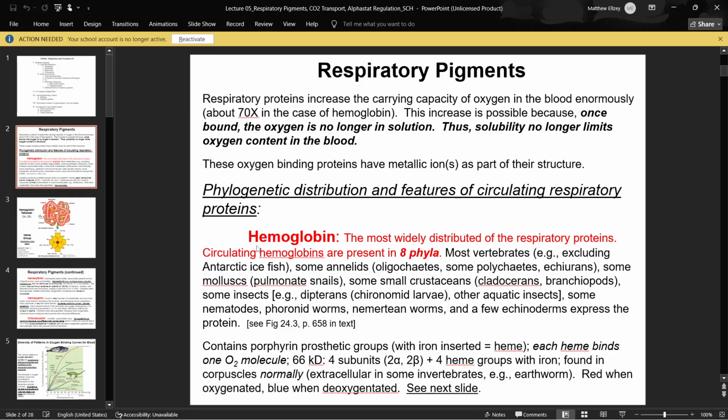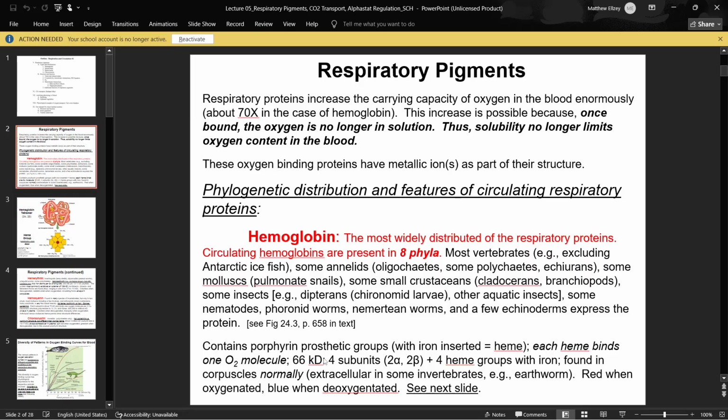I think everyone knows the big one, hemoglobin. It's the most widely distributed pigment, present in 8 phyla: most vertebrates, some annelids, some mollusks, some small crustaceans, nematodes. It's very, very widespread. It contains a porphyrin prosthetic group with an iron inserted, which is a heme. A porphyrin with an iron inserted is a heme. Each heme binds one O2 molecule.